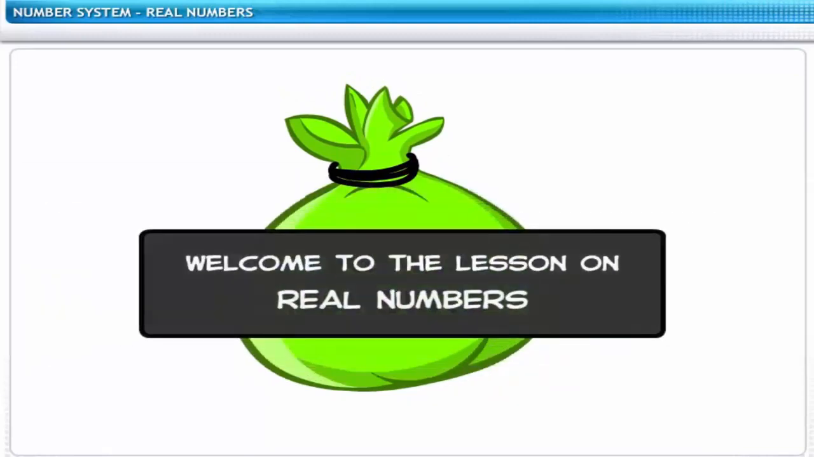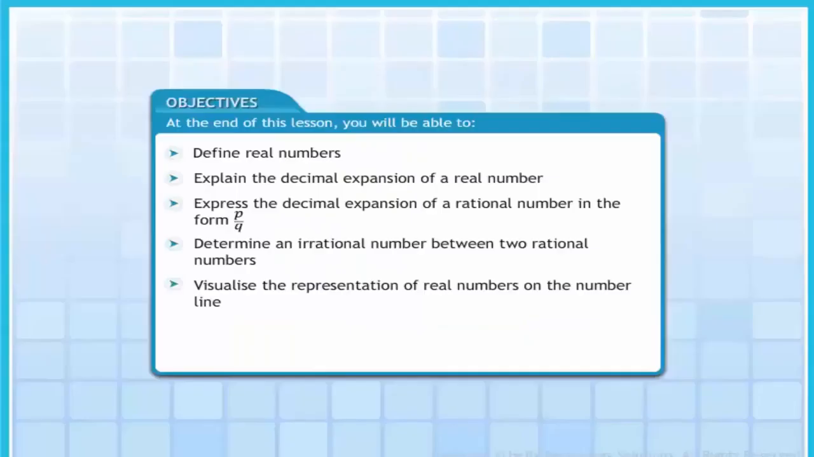Welcome to the lesson on real numbers. At the end of this lesson, you will be able to define real numbers and explain their decimal expansion. You will also be able to express the decimal expansion of a rational number in the form of P divided by Q and determine an irrational number between two rational numbers. You will also be able to visualize the representation of real numbers on the number line.